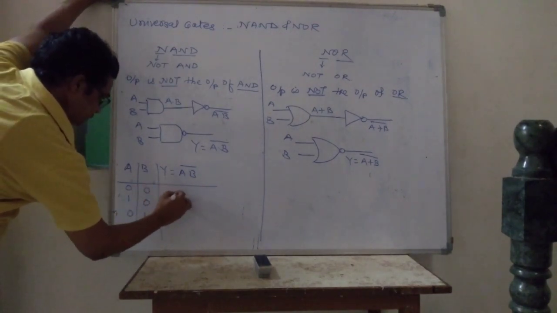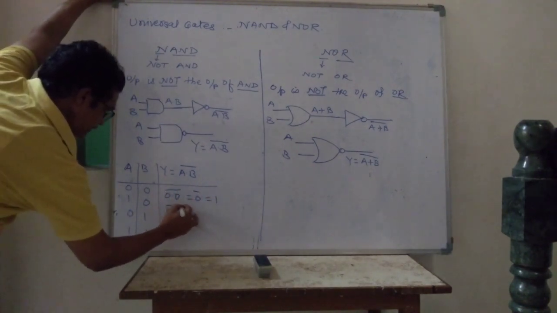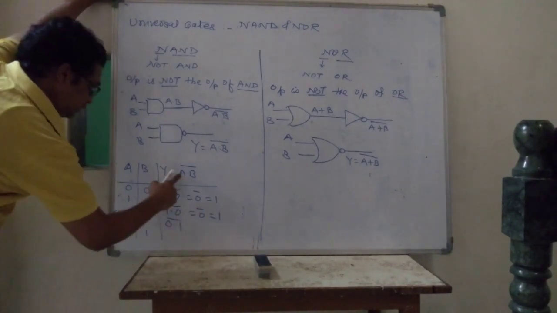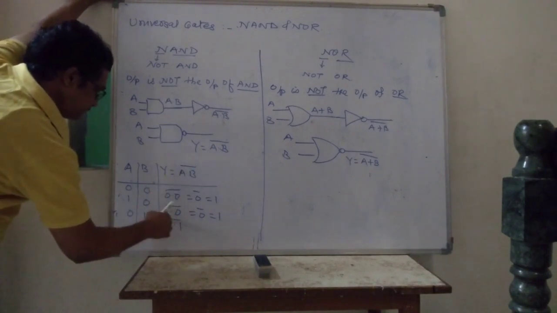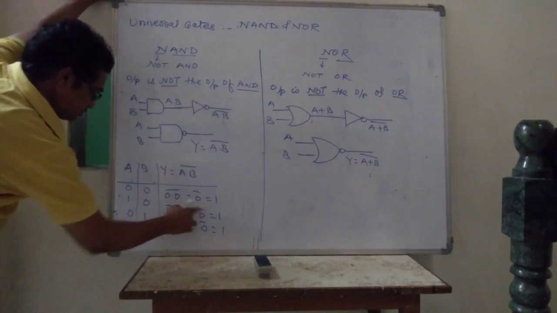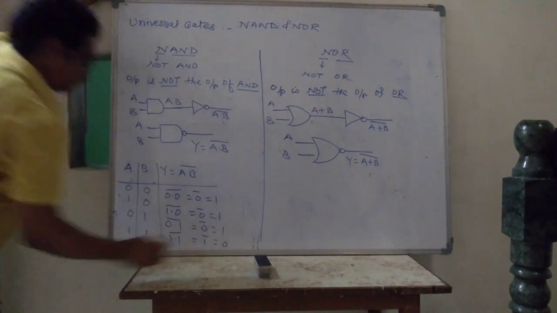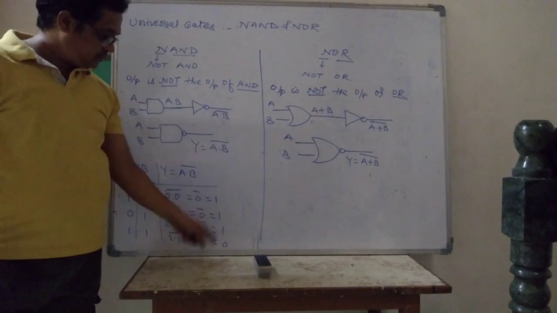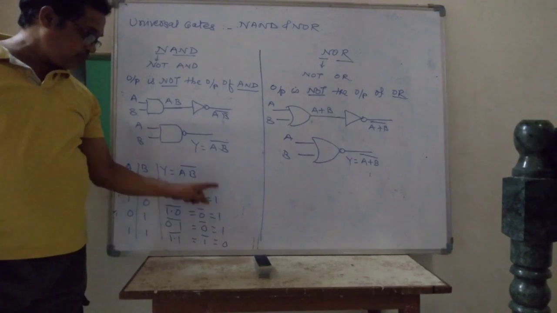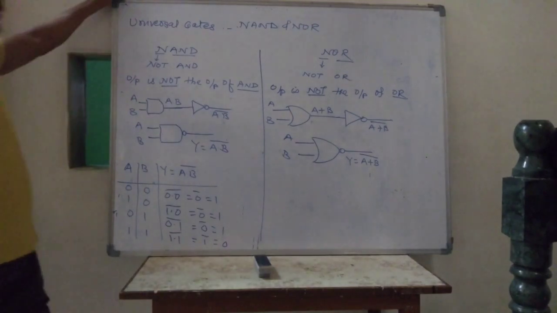0 dot 0, bar, is equal to 0 bar, which is equal to 1. 1 dot 0, bar, is equal to 0 bar, which is equal to 1. A is 0, B is 1: 0 dot 1 is 0, bar, is 1. 1 dot 1, bar, is equal to 1 bar, which is equal to 0. The output of NAND is exactly opposite to the output of AND. The output is not the output of AND.